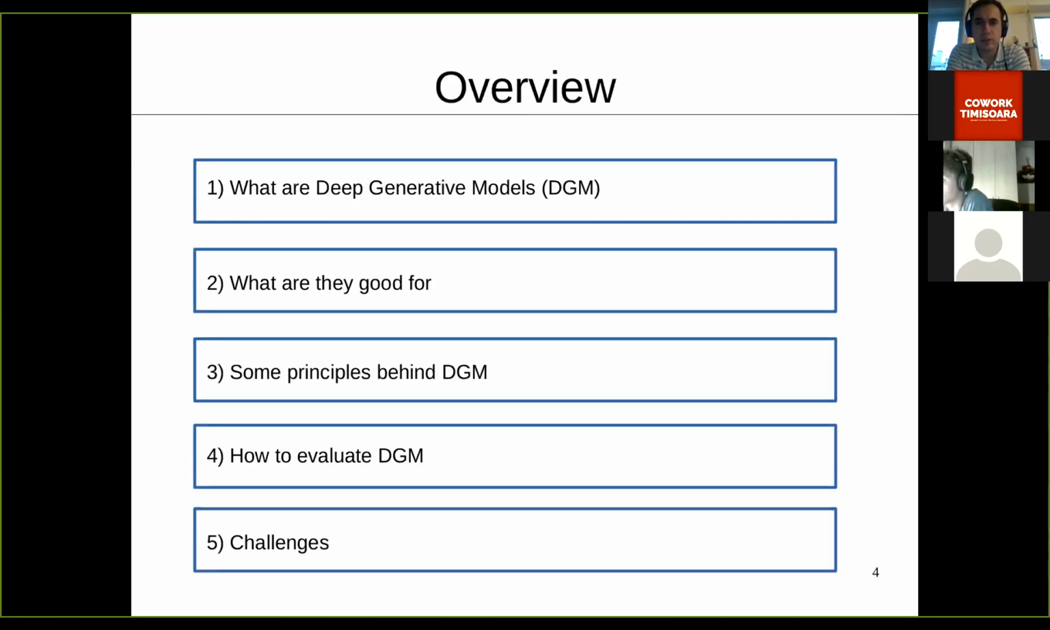So the presentation today, I split it in several parts. First, I start with what are deep generative models. Then I'll talk about what they are good for. I'll provide some use cases. Then I'll go towards some principles behind them. Then I'll talk on how to evaluate the quality of generated data. And I'll finish with some challenges in the field.